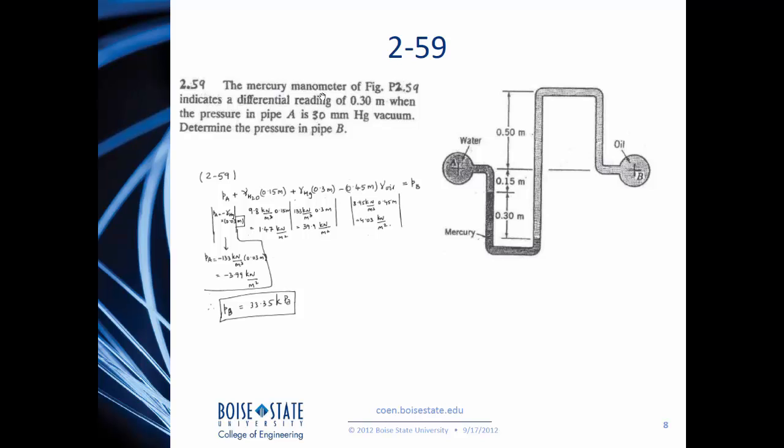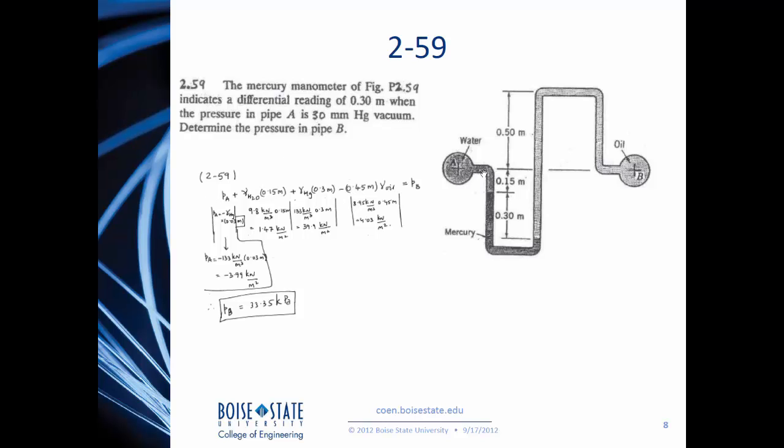Here we are given a mercury manometer, and it indicates a differential reading of 0.3 meters when the pressure in pipe A is 30 mm mercury vacuum. You are asked to determine the pressure in pipe B. Again, you would start with some location. It doesn't matter whether you start with A or B, you just follow along the tube until you get to the last point. So let's start with A.